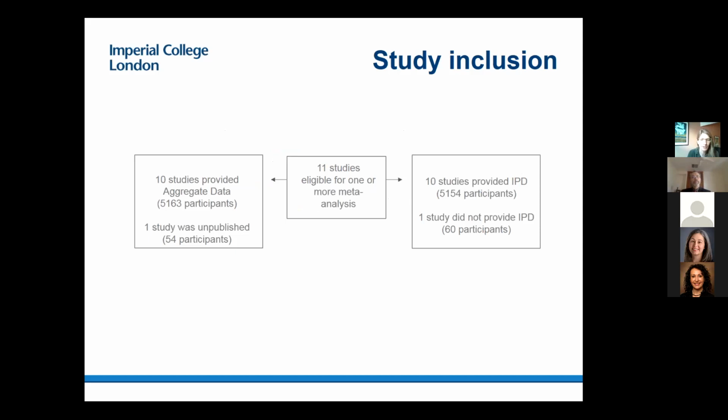Now, for the aggregate data analysis, one trial that supplied IPD has not actually yet been analysed or reported, so it couldn't be included in the aggregate data analysis. But we could include the trial that previously did not provide IPD. So there were also 10 trials included in the aggregate data meta-analysis with this difference.